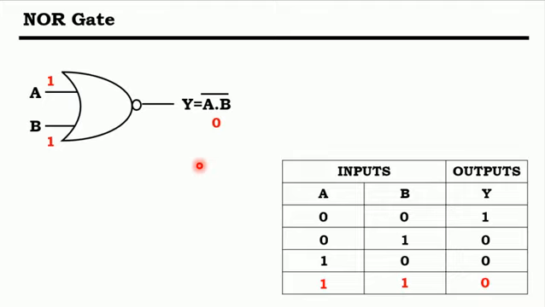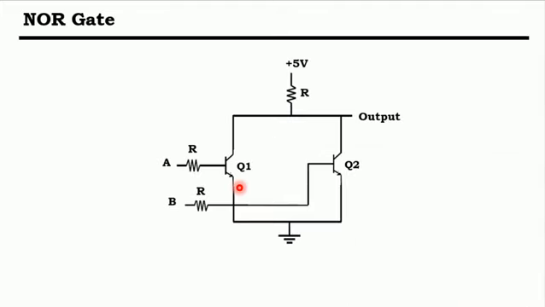Here we can see that this is the reverse of the OR gate, as the inverter sign is in front of the OR gate. That's why the output is the reverse condition of the OR gate. The NOR gate can be represented in this way using transistors. Both transistors are used in this way, and the output is taken out over here.